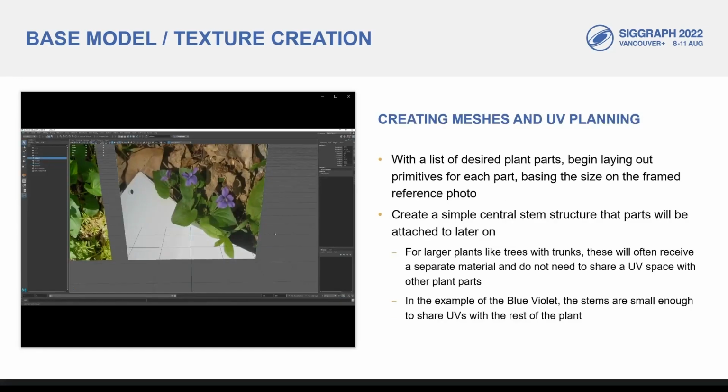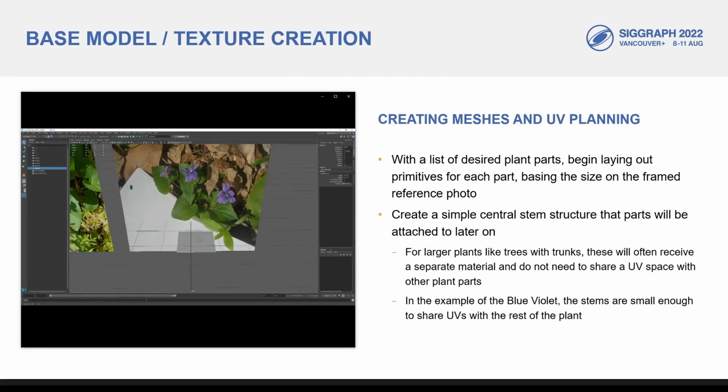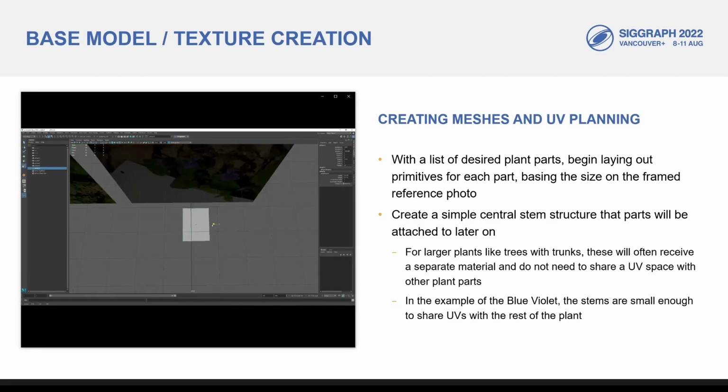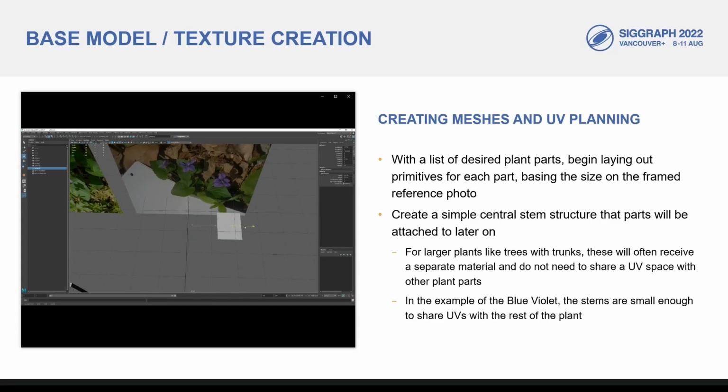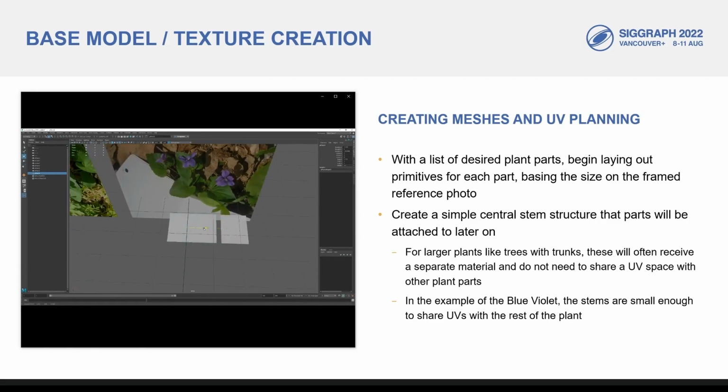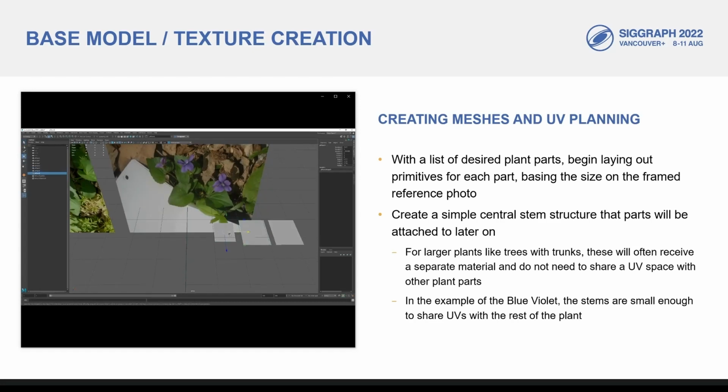So once we have our list of desired plant parts, we can begin laying out the initial primitives for each part that our textures will then be applied to. We always want to base the size of these primitives on the frame reference photo, although we can of course scale them later on. It's just better to start as close as we can get.